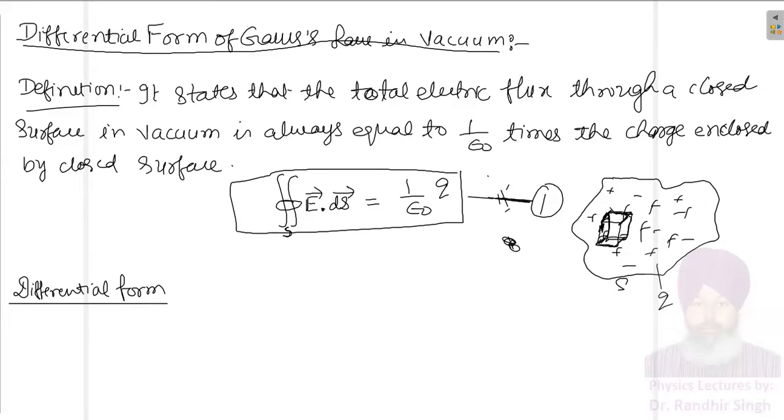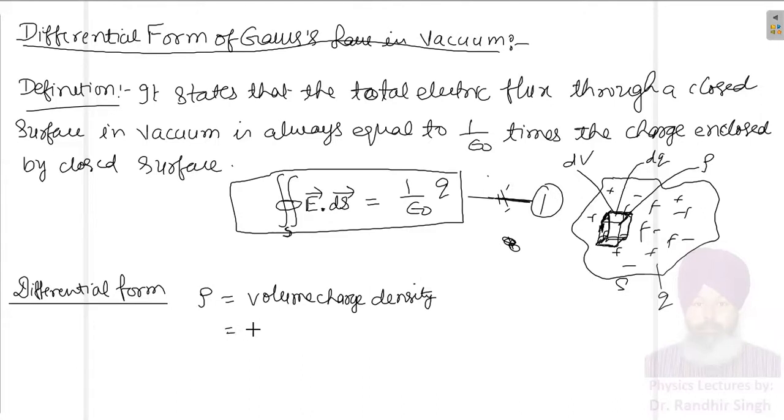Suppose there is a small volume dV, and suppose this small volume contains a small charge dq. Let us say the volume charge density of this particular region is rho. We know that rho, the volume charge density, is given by charge contained per unit volume. So it will be charge upon volume. Therefore, dq is equal to rho dV. This is equation number 2.